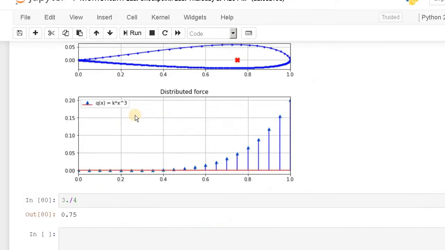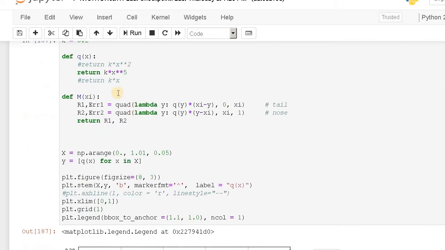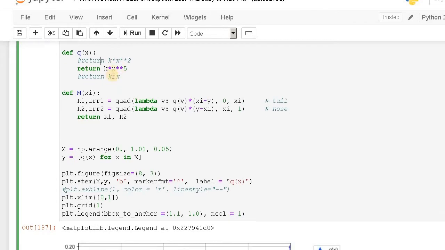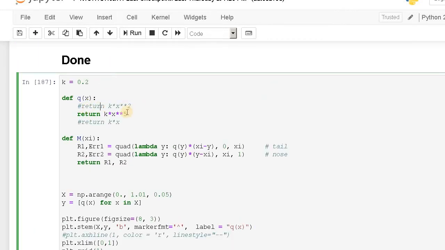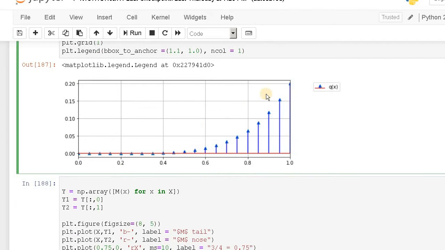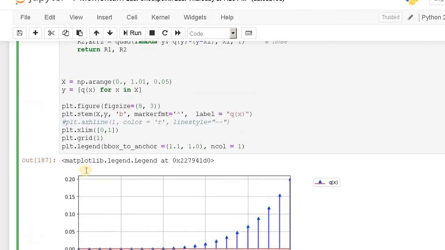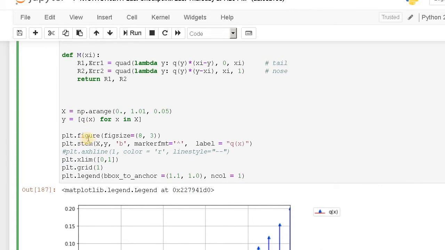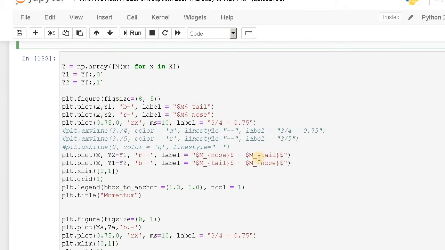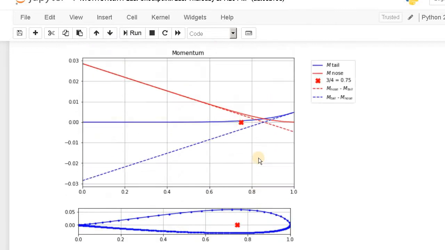So here is the numerical integration. I introduce the q function, which is for the distribution. I can have any function I wish. Again, I'm playing with this determined model to make sure that I have consistency. So I can plot the q function, and I can integrate the result as I have done analytically. So here's the integration routine. I have two integrals for the tail section and the nose section, and then I can plot the results. So here are the results.